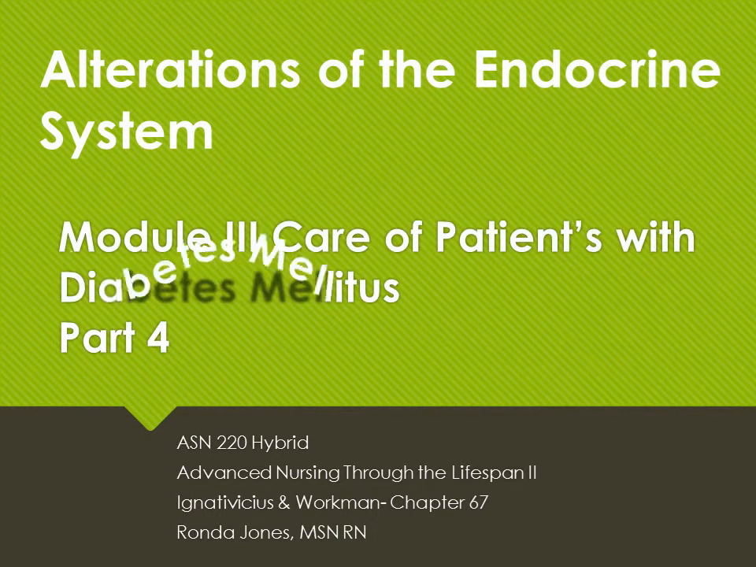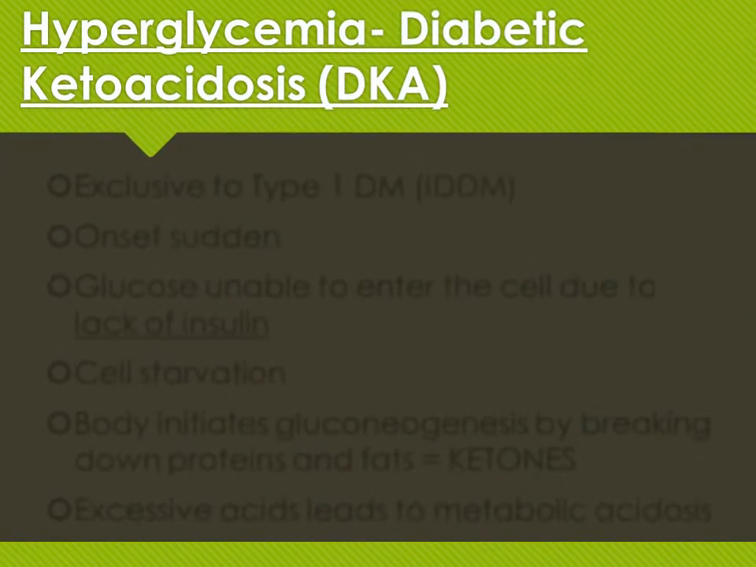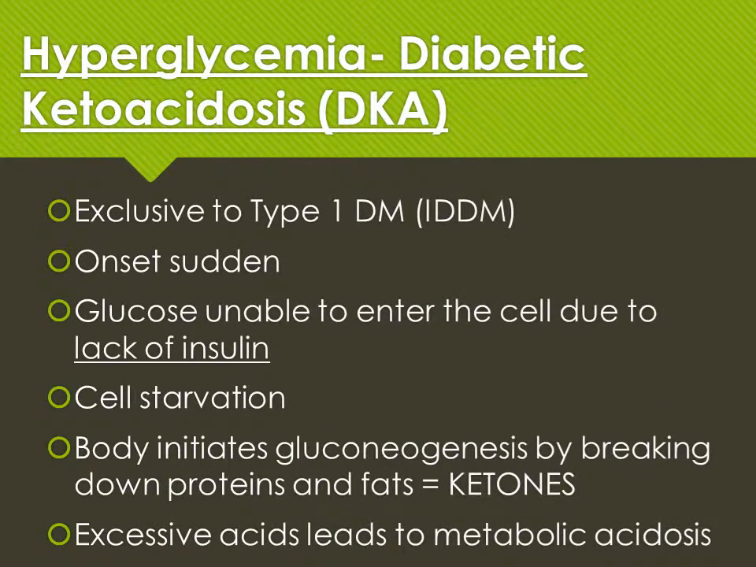We will continue with Part 4 of Module 3 of Alterations of the Endocrine System. Hyperglycemia diabetic ketoacidosis is also referred to as DKA. It is exclusive to type 1 diabetes mellitus.